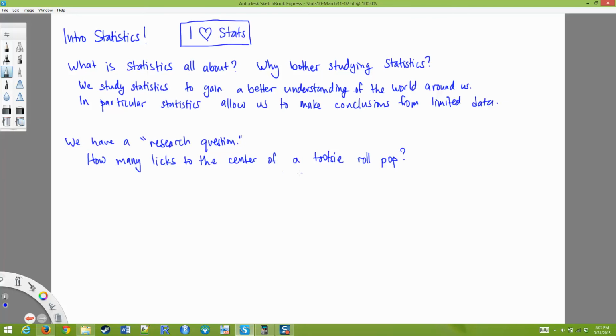Okay, so how many licks to the center of a Tootsie Roll Pop? How should we answer this question? All right, let's say this is what we want to know. Now, in the commercial, the kid went to an owl and the owl went 1, 2, 3 and he ate the whole thing, and he's like, 3 is the answer. But Mr. Owl, that was a terrible way to answer the question. So, how many licks to the center of a Tootsie Roll Pop? How can we answer this question?